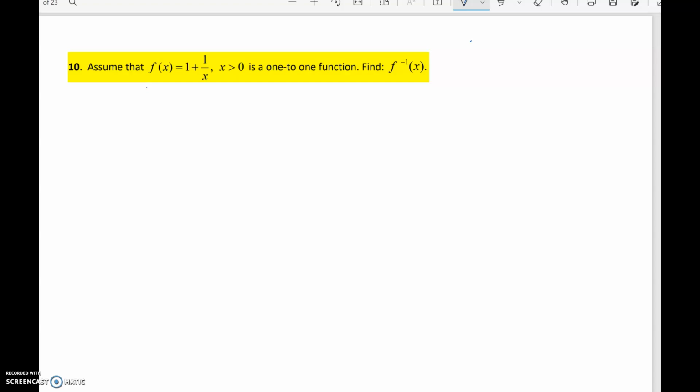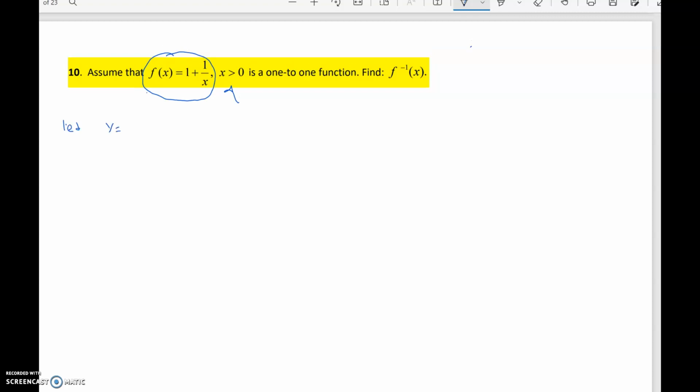Hi class, let's take a look at problem 10. Now in problem 10, we're given a function and one of the restrictions that they're putting is that the function has to be greater than 0 and technically 1 to 1. The 1 to 1, remember that the function has to pass the horizontal line test.